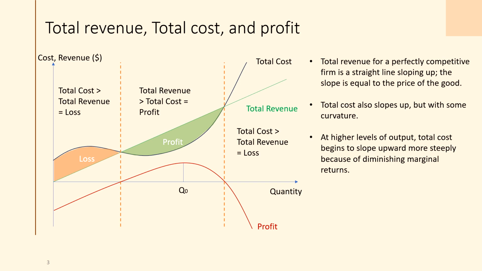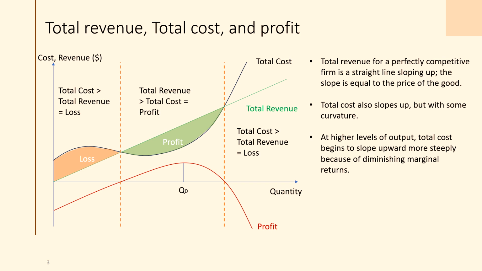Now let's visualize this relationship. Total revenue is a straight line that slopes upward because price is constant. Every additional unit sold adds the same amount to revenue. Total cost also increases with output, but its shape is curved. At higher levels of output, total cost increases more rapidly due to diminishing marginal returns.